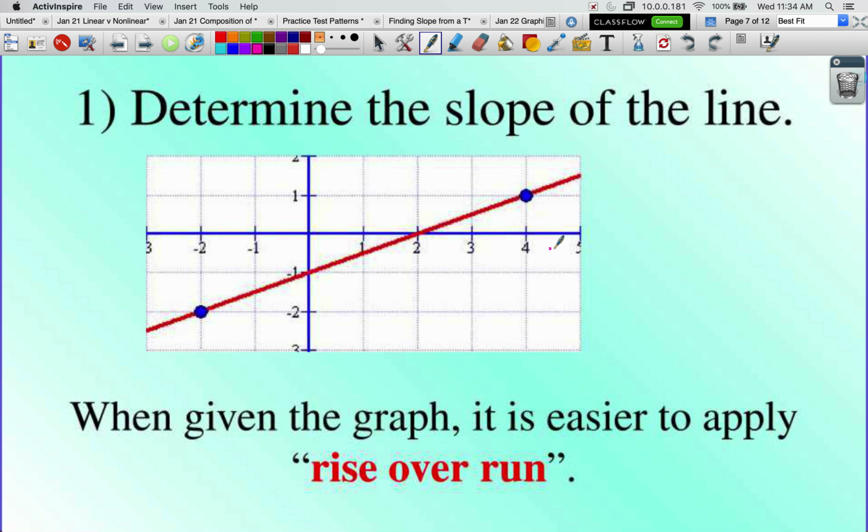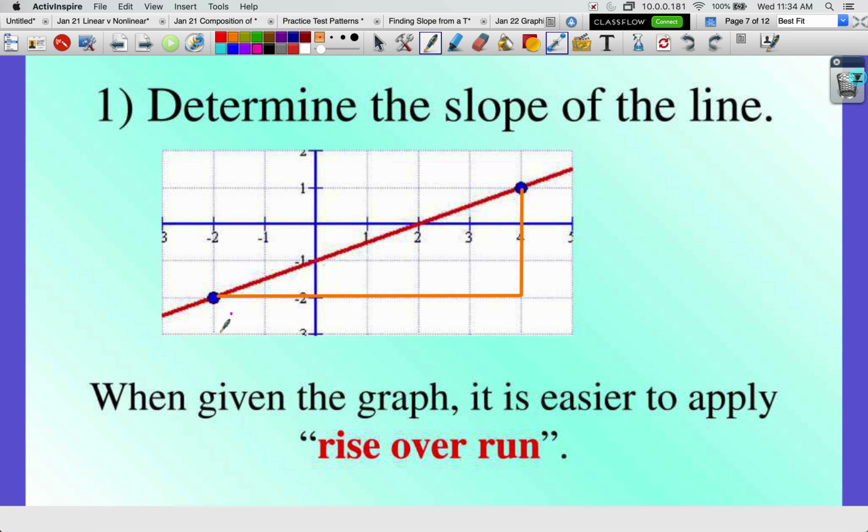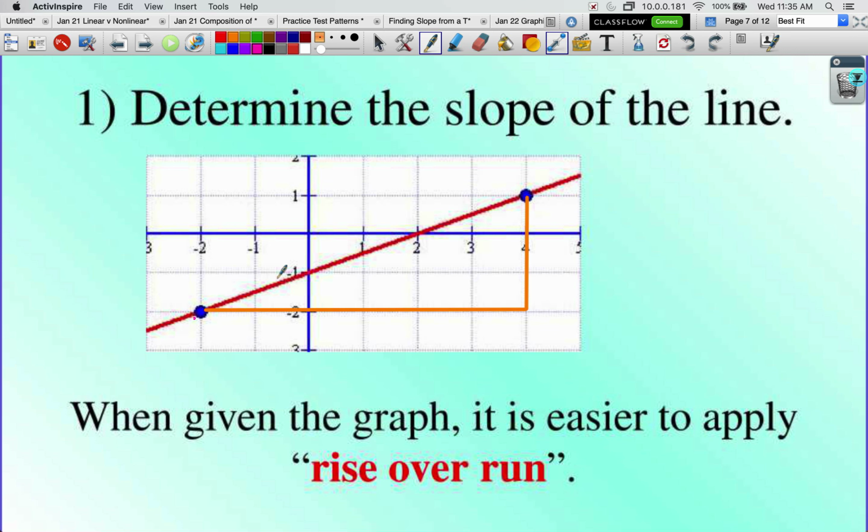All right, how do we determine the slope of the line? When given the graph, it's easier to apply rise over run. In order to do that, you need to connect any 2 points on your line. If you're given 2 points, pick those 2 points with what we call a slope triangle. A slope triangle is a right triangle that travels along the grid lines to get in between the 2 points. So if I'm trying to go from this left point to this right point, instead of going straight there, I go all the way to the right until I'm just underneath it, then I go straight up to hit it. The lengths of these lines give us the rise and the run.